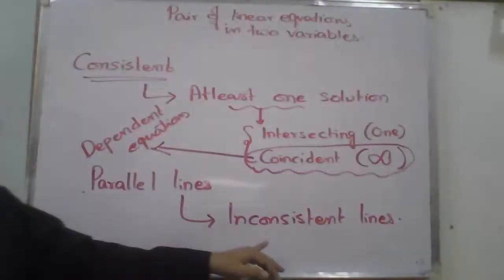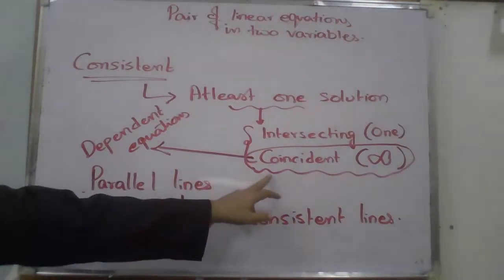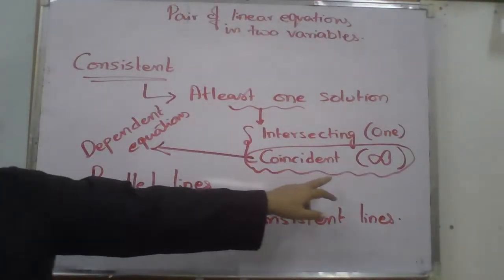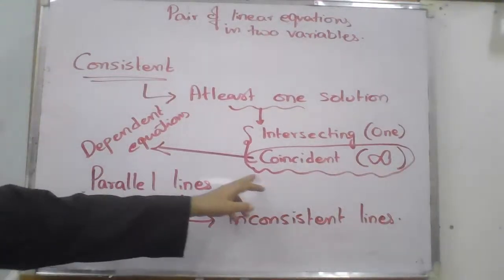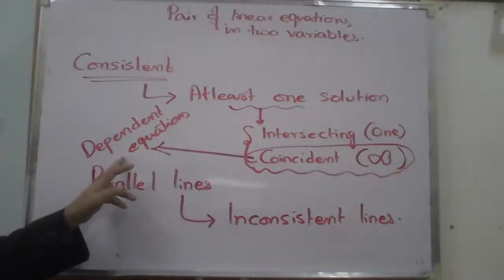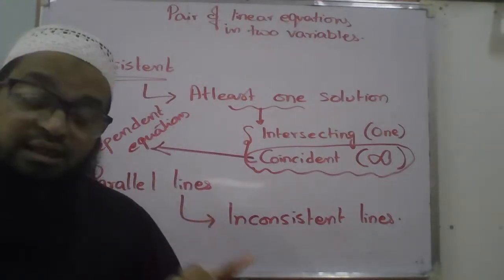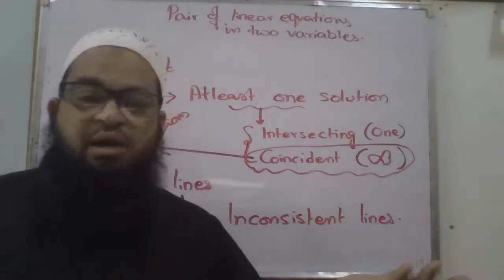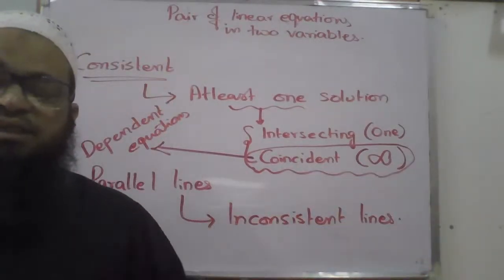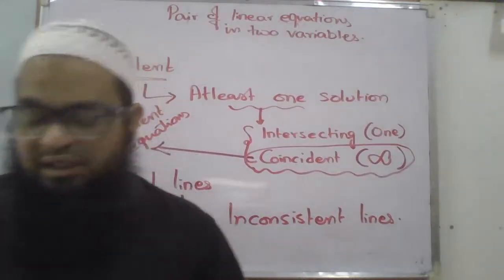Parallel lines, yes, they are inconsistent because they don't have any solution. But coincident lines have infinite solutions, right? That is the reason they are called dependent equations. They may ask you using this terminology: check whether these lines are consistent, whether they are dependent, or inconsistent or not. So the questions may come in this manner.